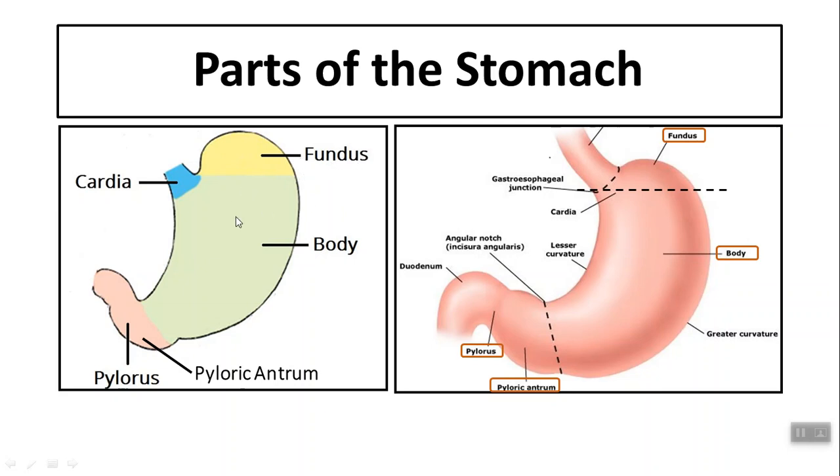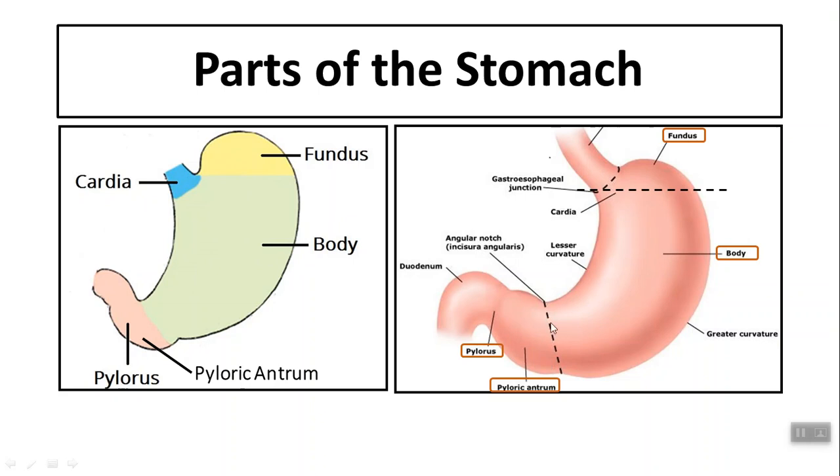The part of the stomach that extends from the level of the cardia, below the fundus, to the level of the incisura angularis or angular notch, a constant notch in the lesser curvature, is called the body of the stomach. So we have the fundus and the body.